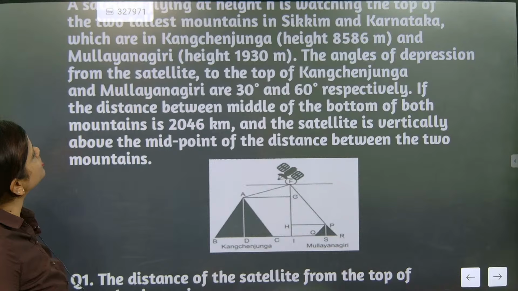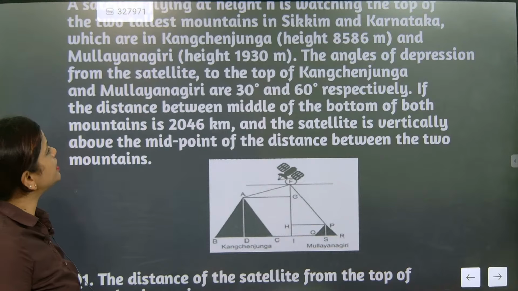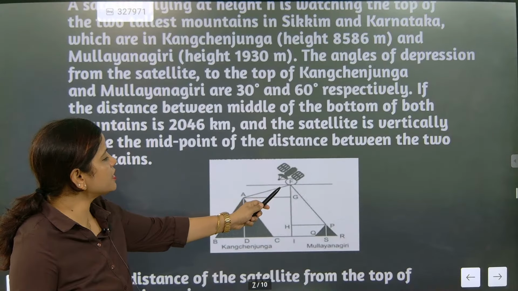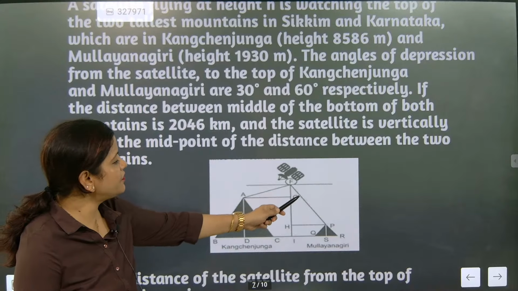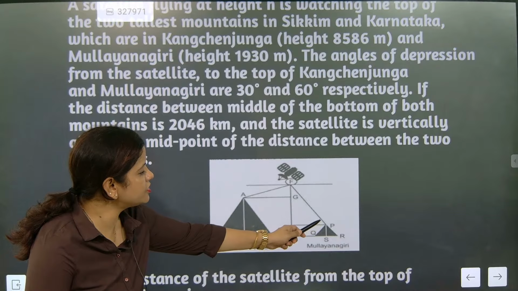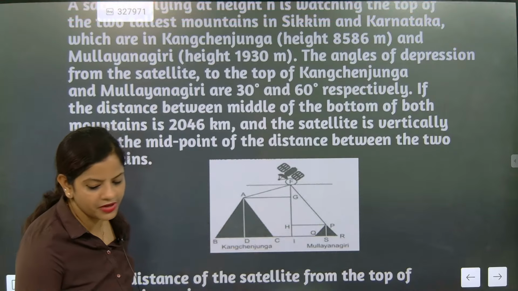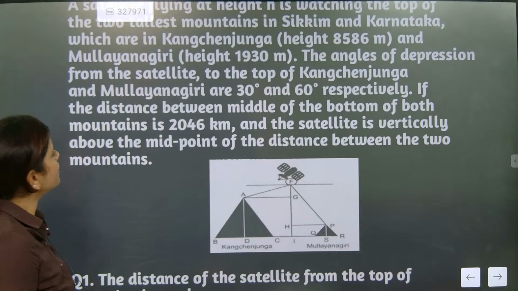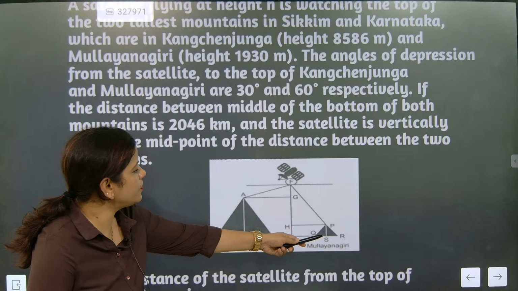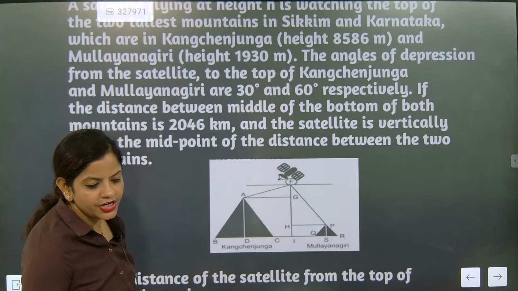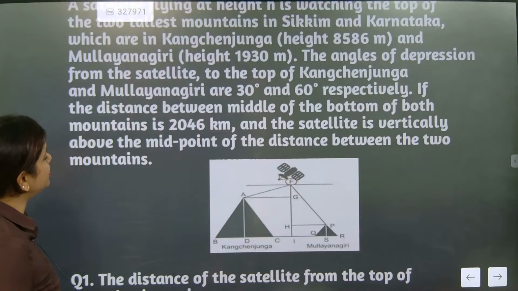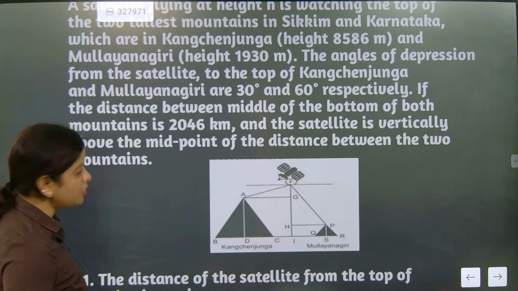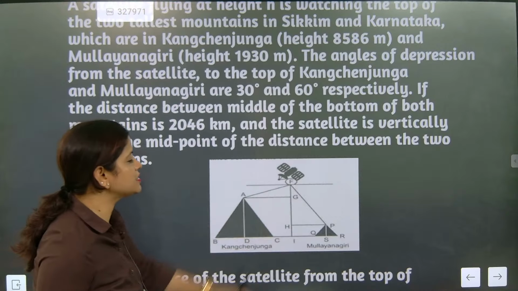The angle of depression of the satellite is 60 degree, for one is 30 degree. So this elevation is coming as 30 degree and this elevation is coming as 60 degree. So this is the top now. The distance between middle of the bottom, this distance between this DS, you need to draw. I can't draw here. So DS is coming as how much, beta? So all the values you note down, so I'll be asking you.